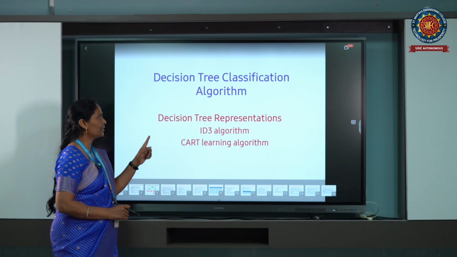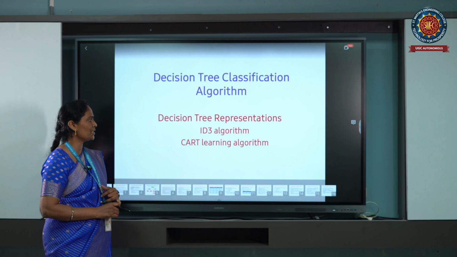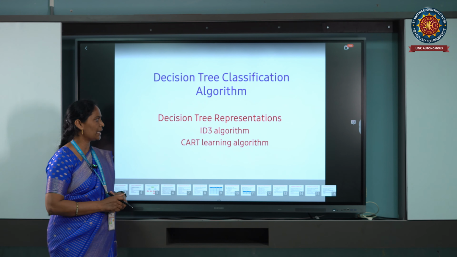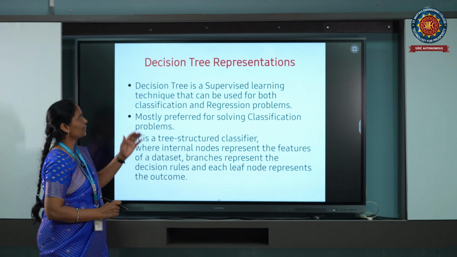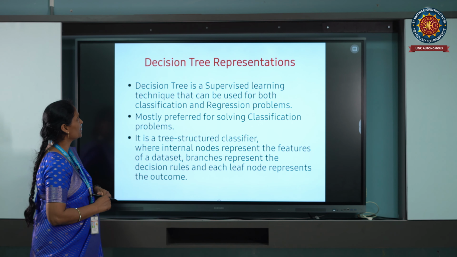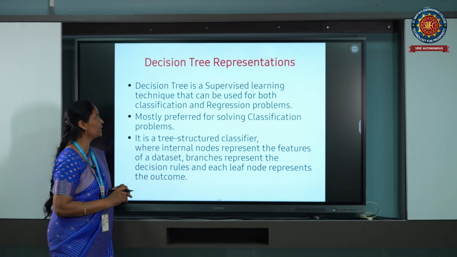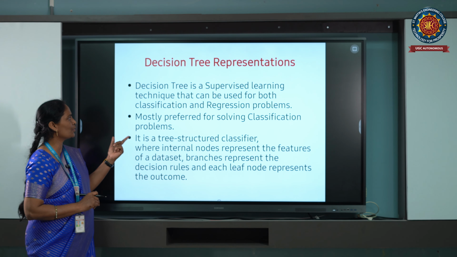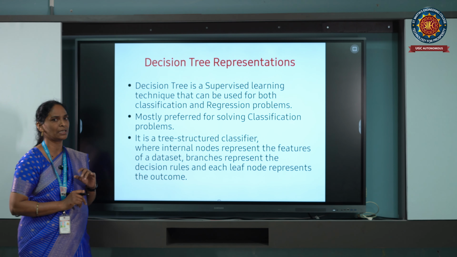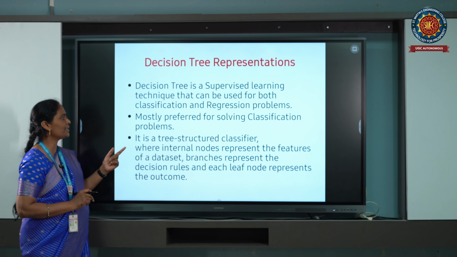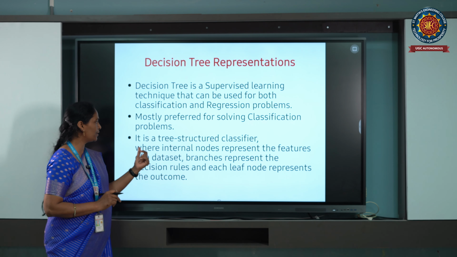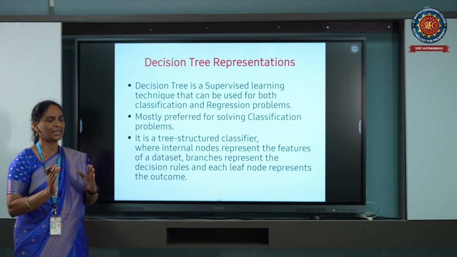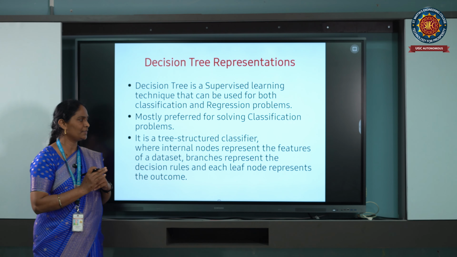This is the introduction to decision tree representations based on two algorithms, the ID3 algorithm and the CART learning algorithm. We will see the definition of decision tree representation. A decision tree is a supervised learning technique that can be used for classification and regression problems. It is mostly preferred for solving classification problems, and it is a tree-structured classifier, meaning it will classify the data taken into the algorithm into two sets of classes.